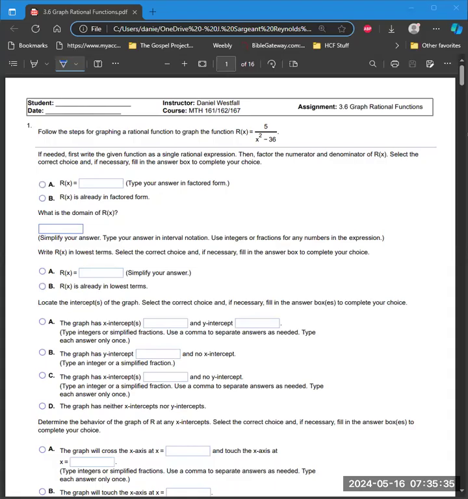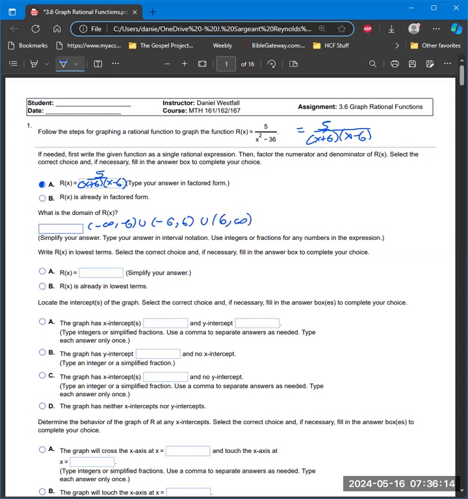In this video, we're going to graph rational functions from section 3.6. So we're going to start by factoring this denominator. And we're going to look at both forms here. But first thing is to get it in factored form over x plus 6 times x minus 6. The domain is going to be negative infinity to negative 6 union negative 6 to 6 union 6 to infinity.